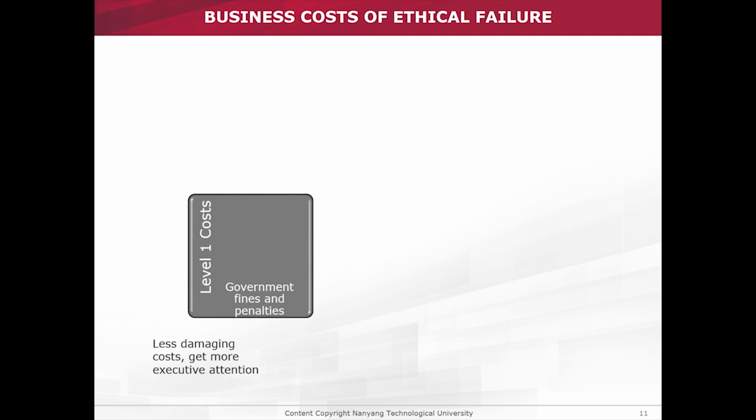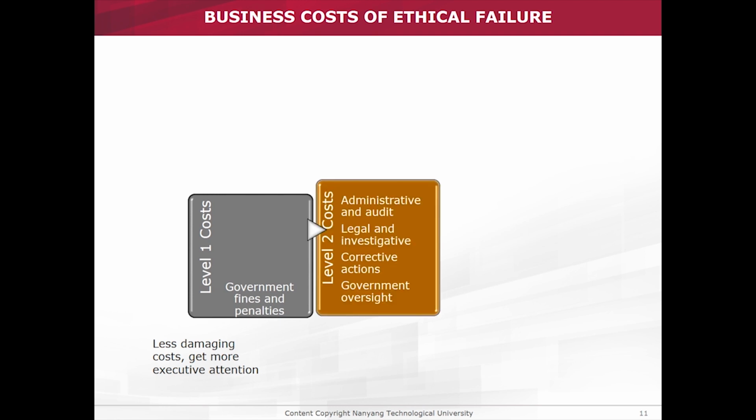Level 2 costs: administrative and audit, legal and investigative, remedial education, corrective actions. Level 2 costs are more process-oriented, such as the cost of bringing in outside auditors, maintaining legal counsel through an investigation, remedial training, and corrective actions, as well as increased regulatory oversight in the wake of an ethical failure. These costs are more implied.